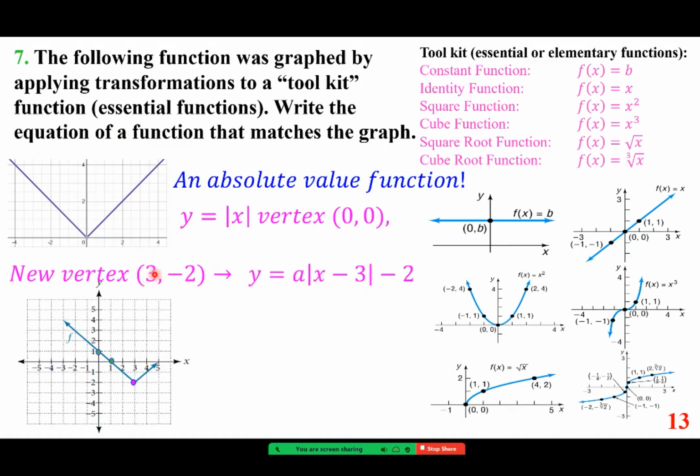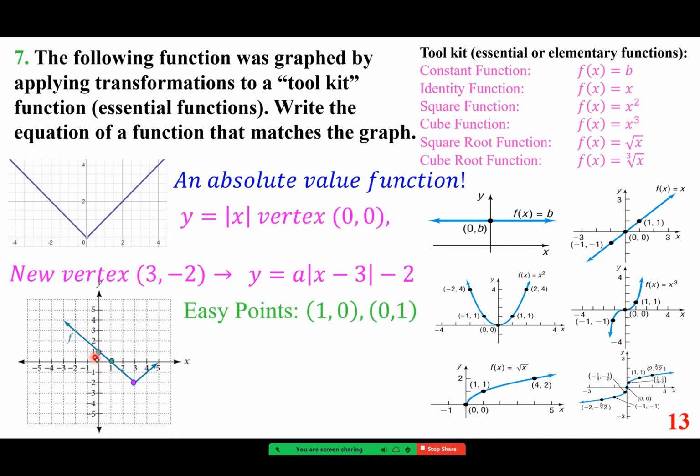So this comes from the fact that we know this is the vertex. Now what do we do? Pick any point you want on the graph, but easy points. For example, this is (1, 0). This is (0, 1). So you can pick one of those points and plug it in and calculate the a. For example, if I pick the x-intercept at (1, 0), that means replace the x with 1 and y with 0. That's the meaning of it. So y is 0, x is 1. 1 minus 3 is -2. Absolute value is +2. So this is 2a minus 2. And I hope you see a becomes 1. So replace the a with 1 and you're done.